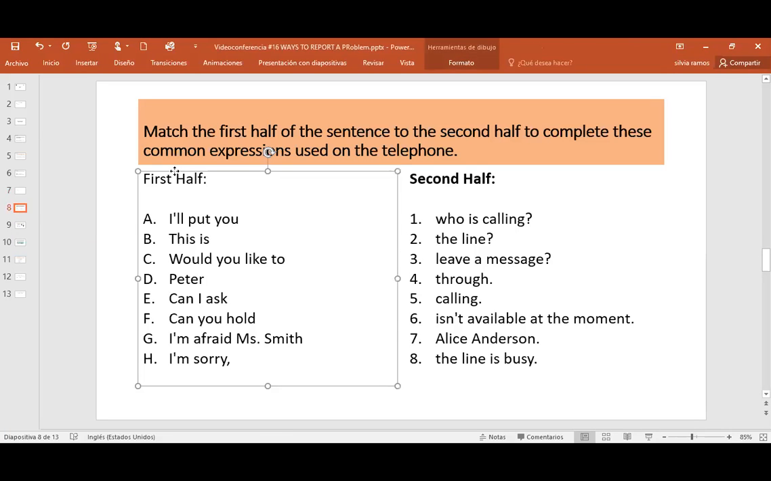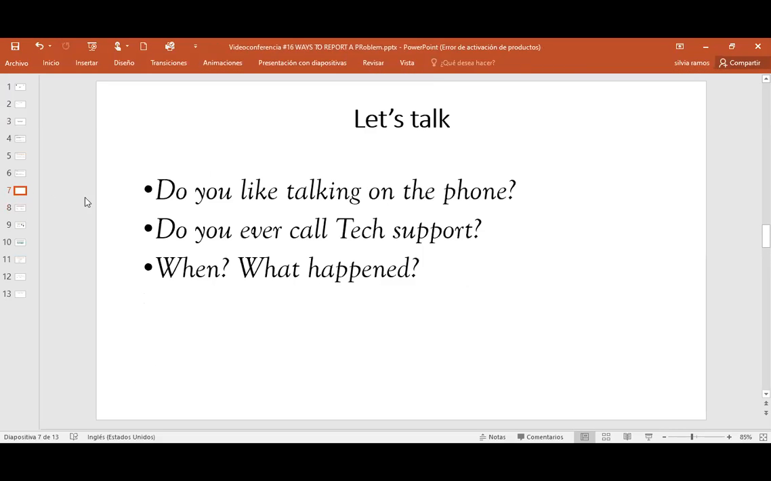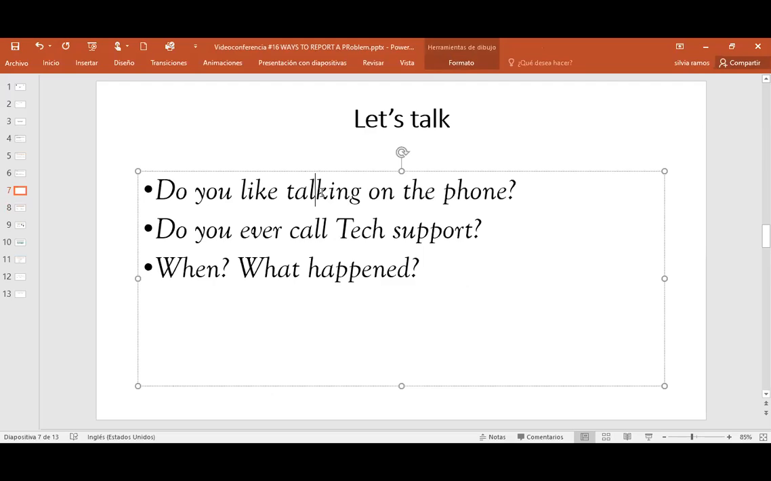Teacher, I have a question. Yes, go ahead. In the last slide, why you don't say, do you like calling on the phone? Or because you like talking. Talking on the phone, it's a verb because calling is the action of punching the numbers. But when you punch the numbers, you're calling someone. But once you're calling, and then you start talking. Okay. Mm-hmm. Very good. Thank you. That is the difference. Exactly. That is the difference.